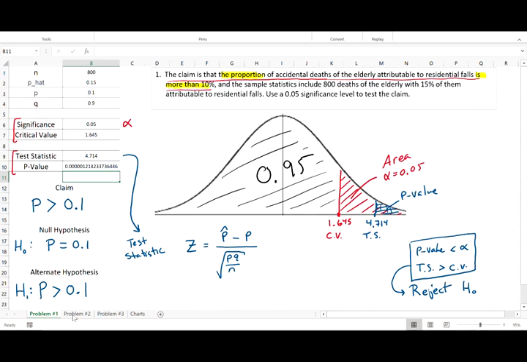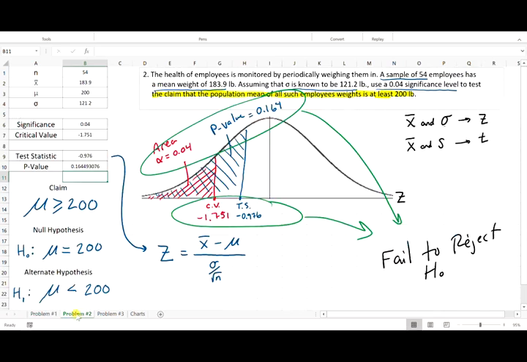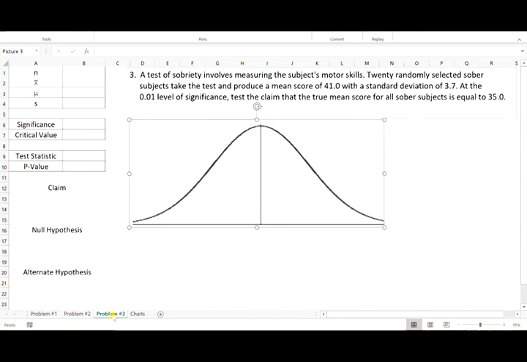Okay, so problem 1 was a proportion problem. We used z-scores. Problem 2 was a problem about the mean, but we were given sigma, so again, z-scores. Now in problem 3, like I said, I wanted to cover all bases. In problem 3, it's involving the population mean, but in this case, we're not given the population standard deviation.